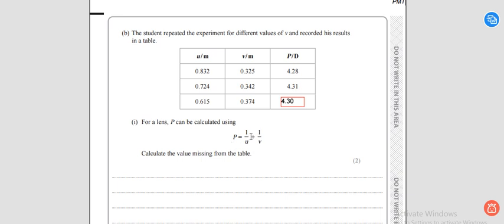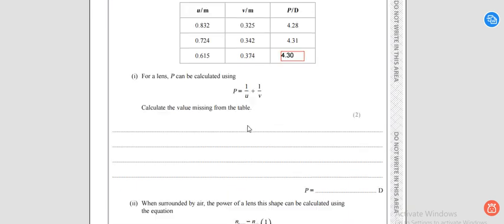Okay, use this relation to get B for the U and V values here in the last row. So you will use your calculator, get the inverse of this value, and add the inverse of that value. You will get B. Notice here that the unit of B is the dioptre because it is the inverse of a meter.